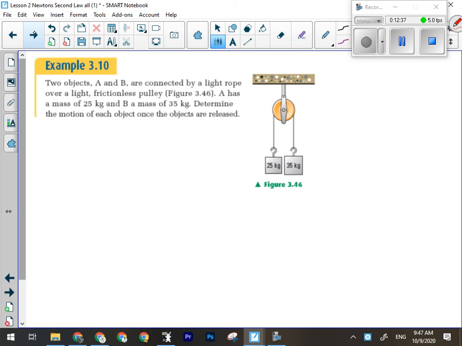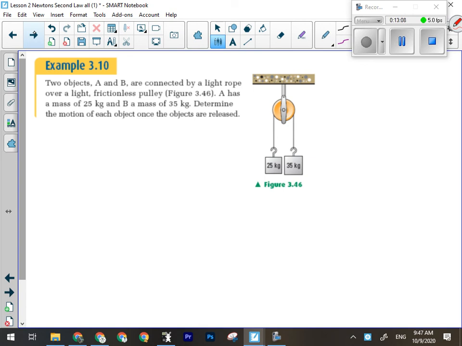Even though they're accelerating in different directions, will they accelerate at the same rate? Yes, they have to. It's a system. If they don't accelerate at the same rate, either one catches the other or the rope breaks. That's not going to happen. Isn't one of the accelerations going to be positive and one negative? They can have different directions, but they have to have the same magnitude because they're connected. But yes, one will be positive, one will be up, one will be down.